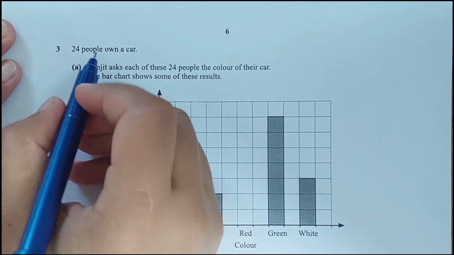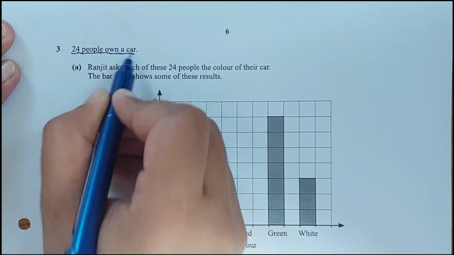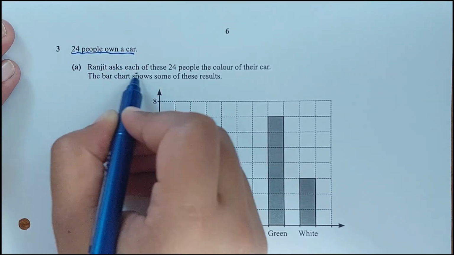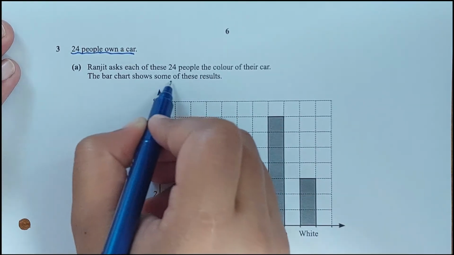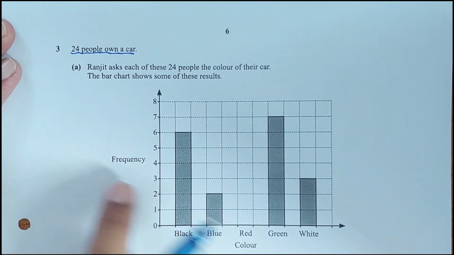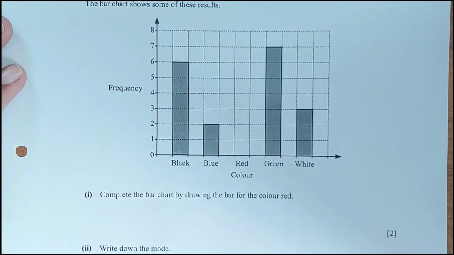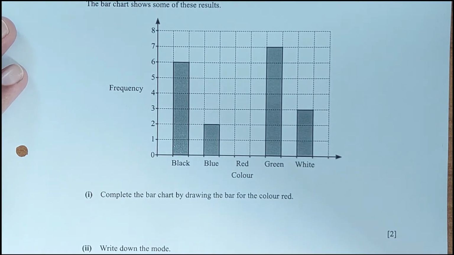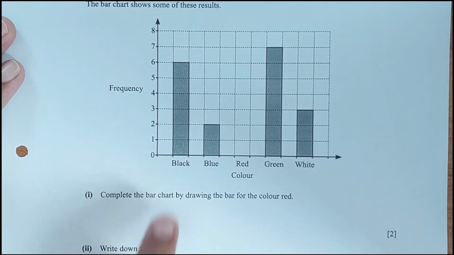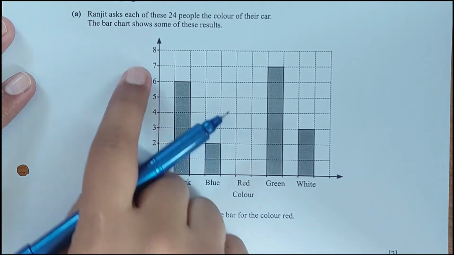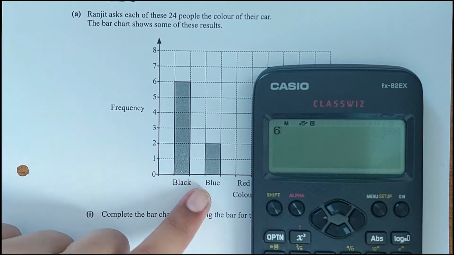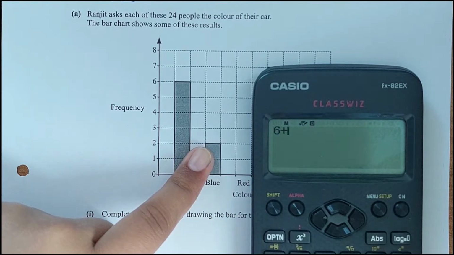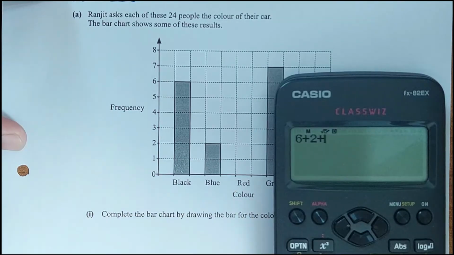Question number 3, 24 people own a car. Part A, Ranjit asked each of these 24 people the color of their car. The bar chart shows some of these results: the frequency and the color. Now for part 1, complete the bar chart by drawing the bars for the color red. Okay, so black, the frequency is 6. Okay, and for blue the frequency is 2. Right, red we don't know.